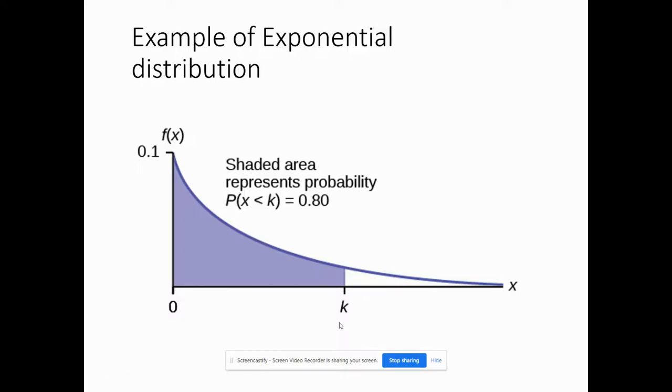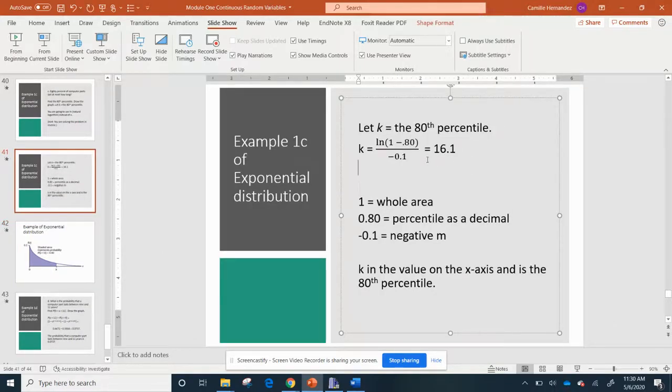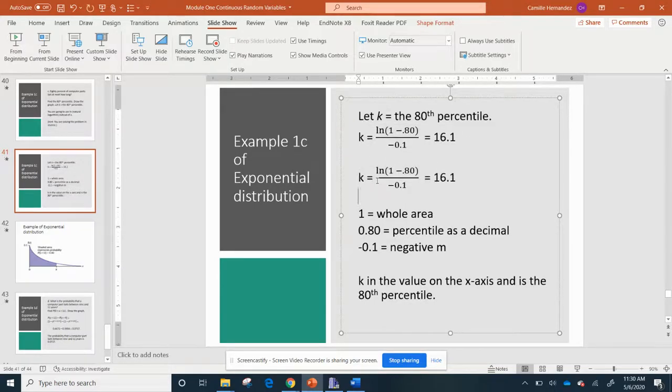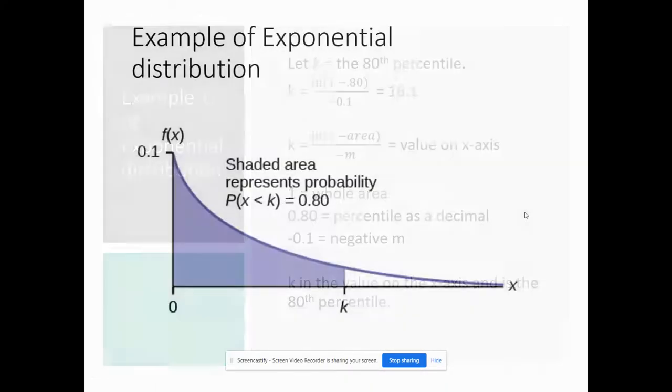That's all that means. Again, if you get confused, I'm going to go back to it. So this is basically what it is. I'm going to write it in a different way so you can see it, okay? So it's going to be ln of 1 minus the area, divided by your negative m, and that gives you the value on the x axis. That's what it is, and that's how you get it.